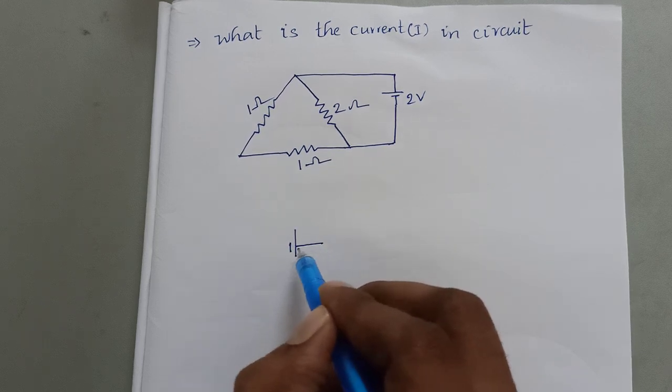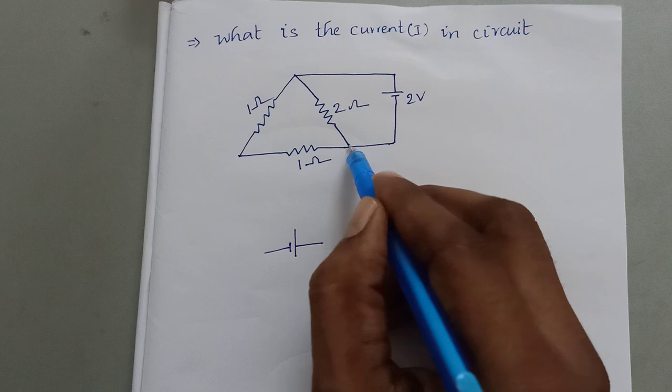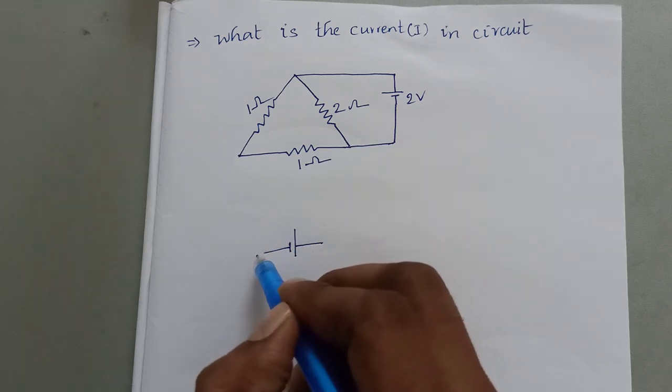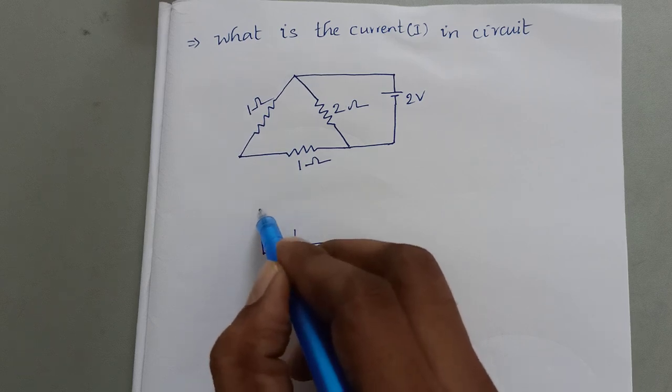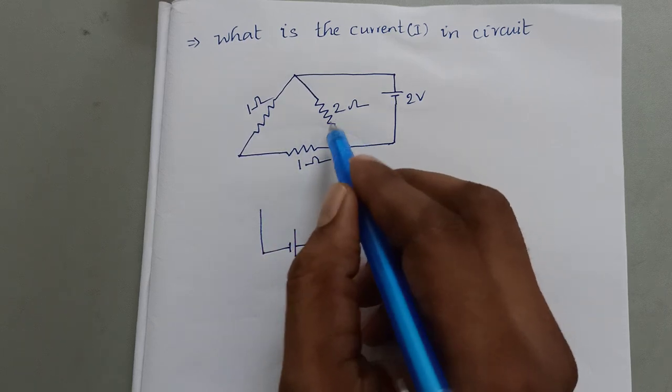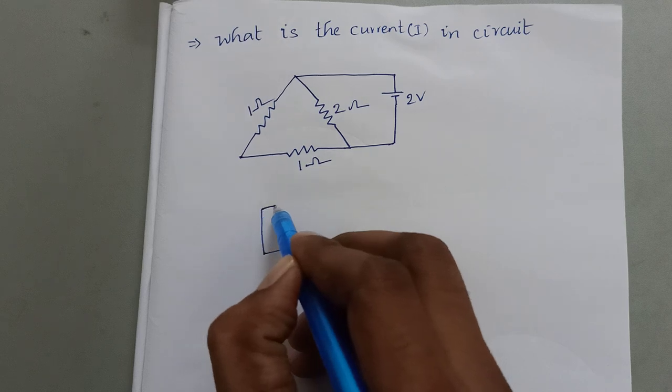Yes, like this there is a 2 volt cell. From the 2 volt, what happens? It is split into two wires. Then we can draw it like this.